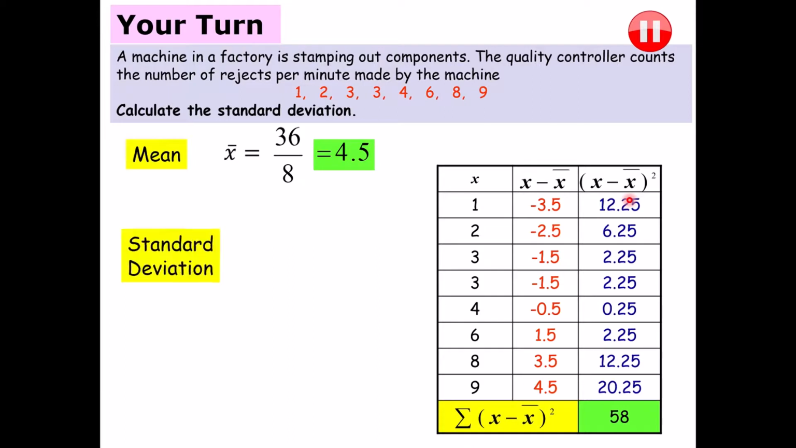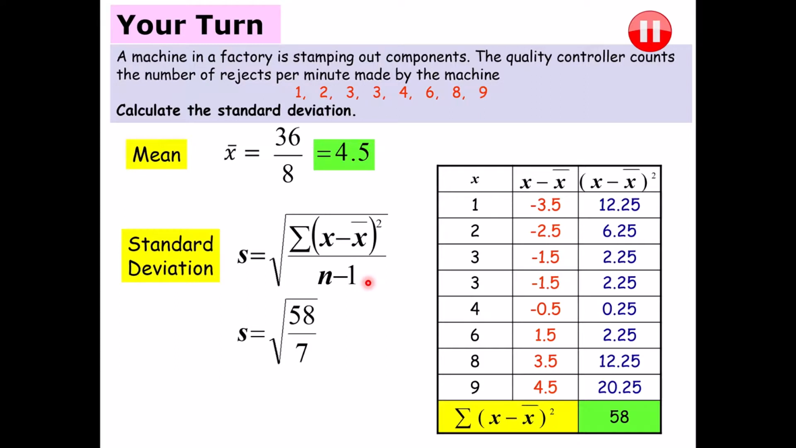Now we are going to calculate the standard deviation. So you're going to write down your formula to start with, remembering that n is 8, so 8 take away 1 is 7. So we're going to take our 58, divide it by 7 and find the square root of that. So you should have 2.88. So really well done if you got that correct. Like I say, it's super easy to make a tiny little mistake here, so you just really need to be super careful when you're filling in this table.